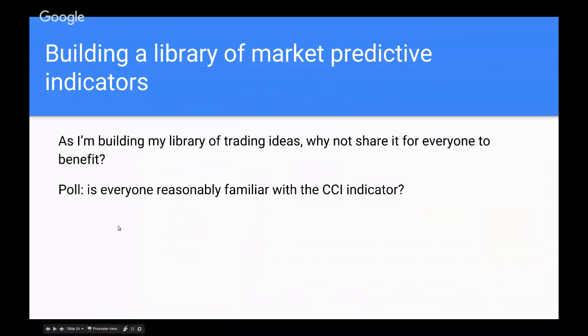So before we go into actually using the Quantilator, I want to ask, how many of you are reasonably familiar with using the CCI indicator? If you just type into the chat box and let me know your familiarity with the CCI. Are you really familiar with it, a little bit, or never heard of it before? I'll take a minute to see you type.